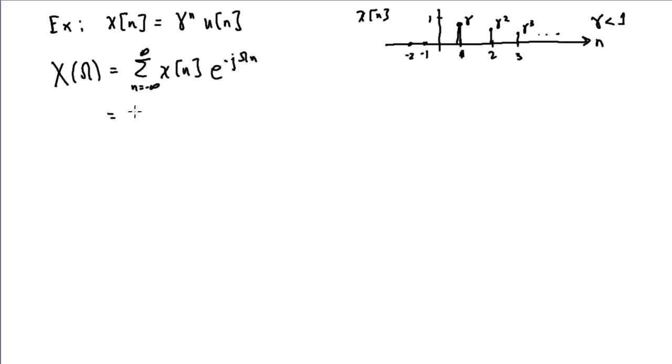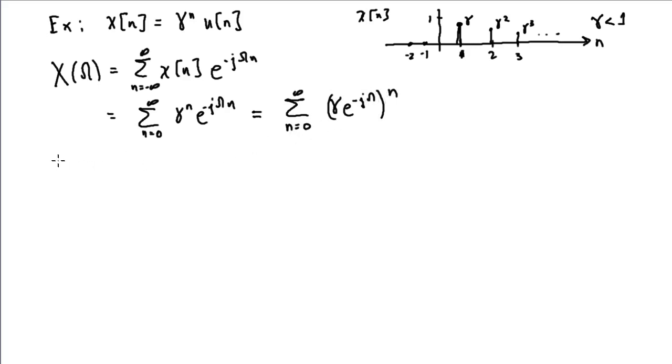This reduces right away to, again, x of n is 0 for all negative values of n, so my lower limit becomes 0, and for n in the range from 0 to infinity, x of n is equal to gamma to the n. And I can actually combine these two terms, since they're both to the n power. There's gamma e to the minus j omega, all to the n power.